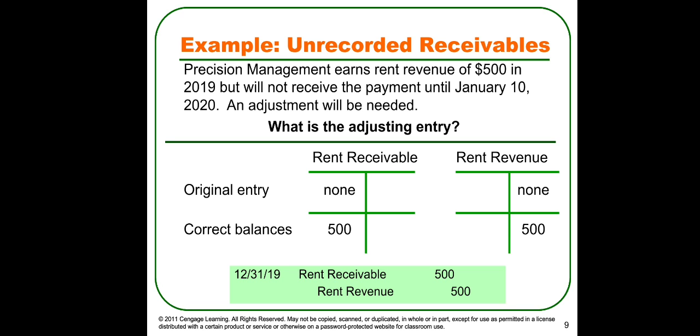So the adjusting entry for this situation is credit rent revenue, because the business has to record the revenue when it happened in year 2019, and then debit account rent receivable. Why debit account rent receivable? Because the business does not receive cash yet, but the business will receive the cash in year 2020.